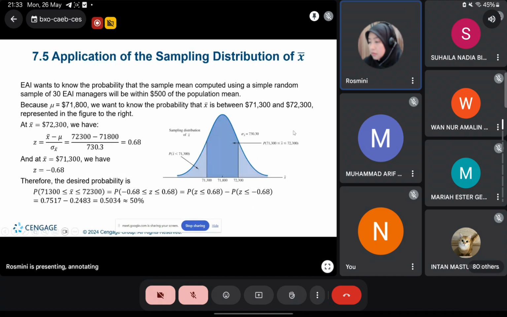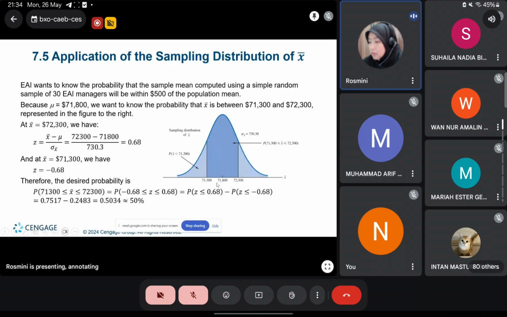Now what we want to find out. These are all given to you, and this is what we want to calculate. EAI wants to know the probability that the sample mean computed using a simple random sample of 30 managers will be within 500 of the population mean. We know that the population mean, given to you, is 71,800.